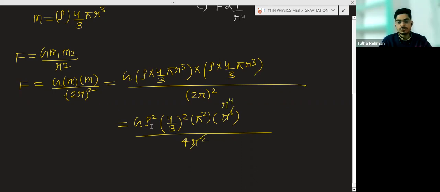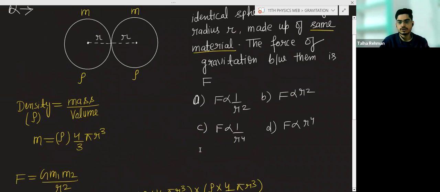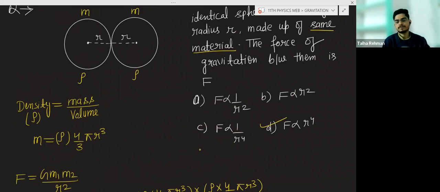Now this r square cancels out with this, so it will be r to the power 4. Now you can see this G is constant because it is the universal gravitational constant. Density is constant. This is also constant, this is also constant, and this is also constant. So force depends upon r to the power 4. What is the answer? D is the answer.